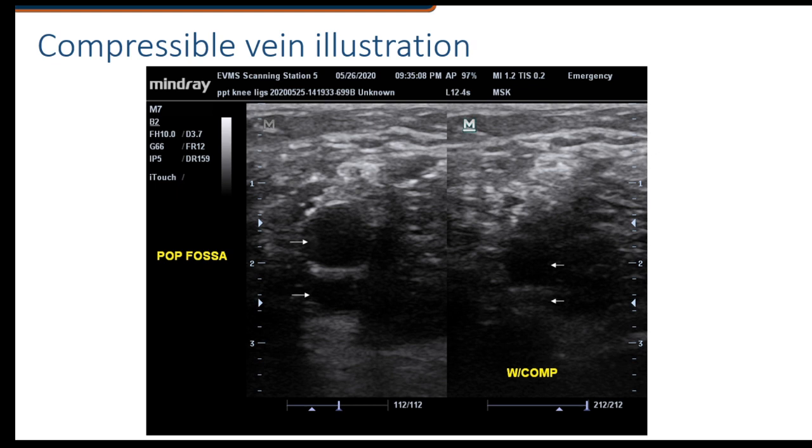So just to illustrate what that looks like in terms of compressibility of the vein, this is actually an image of the pop fossa, or rather the popliteal fossa. So this is actually behind the knee. And what we have is a popliteal artery, and we have a popliteal vein. And then when we compress, we can actually compress out the vein.